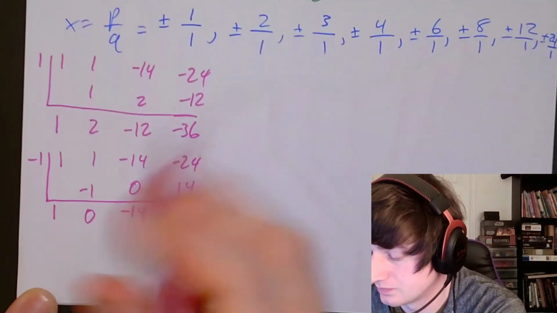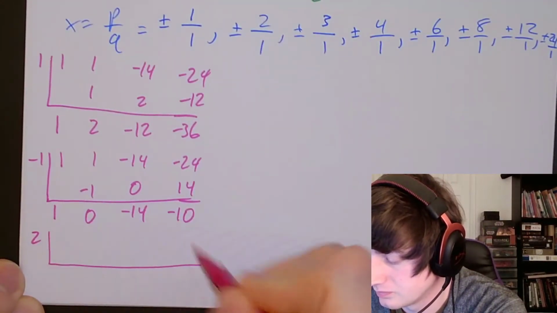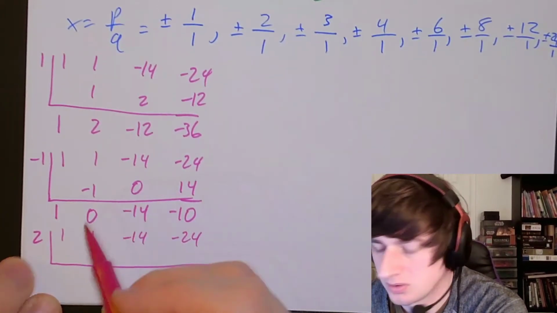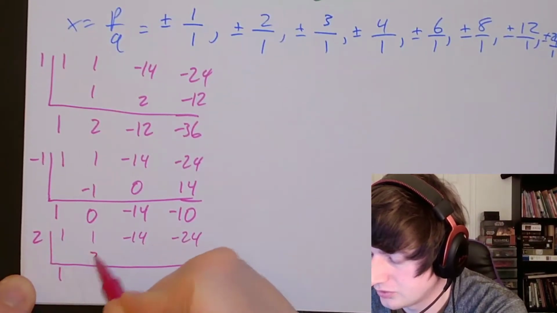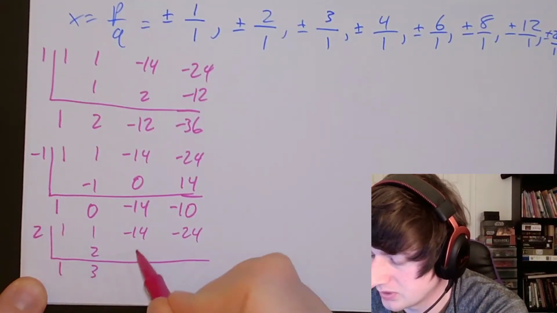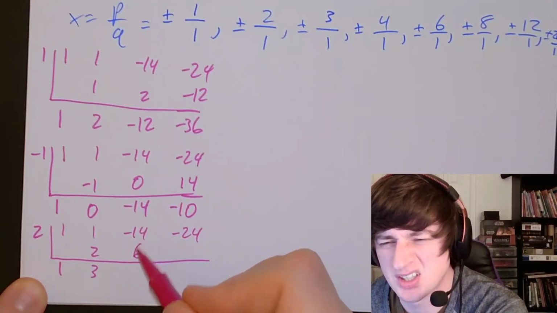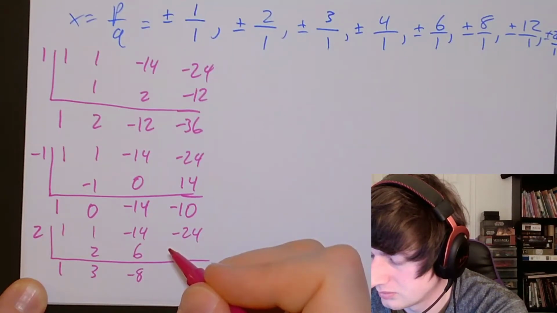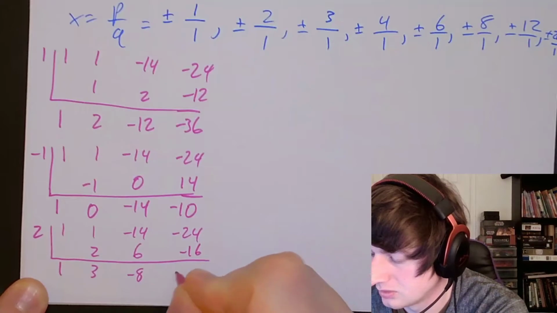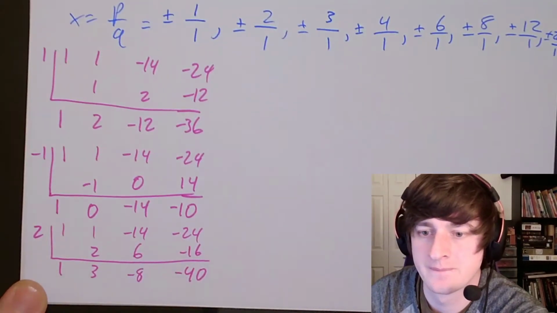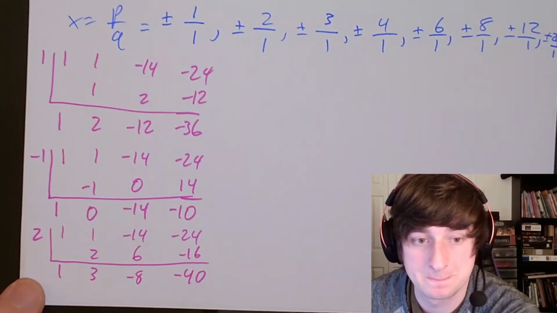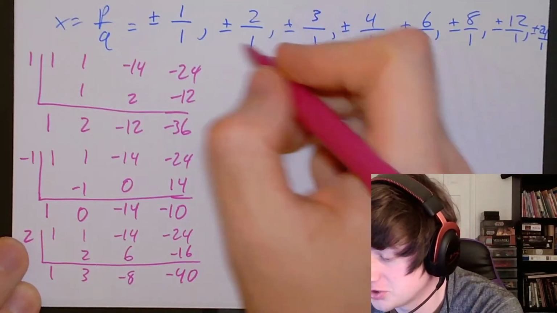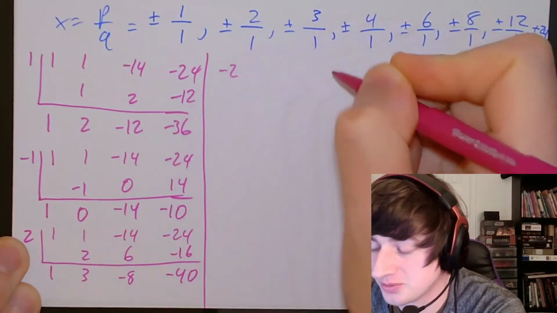We check 2. 1, 1, negative 14, negative 24. So we just add down 1, multiply by 2, get 3, multiply, we get 6. This gives us negative 8. Negative 16, negative 40. So it's not 2 either. So then we're just going to check negative 2.